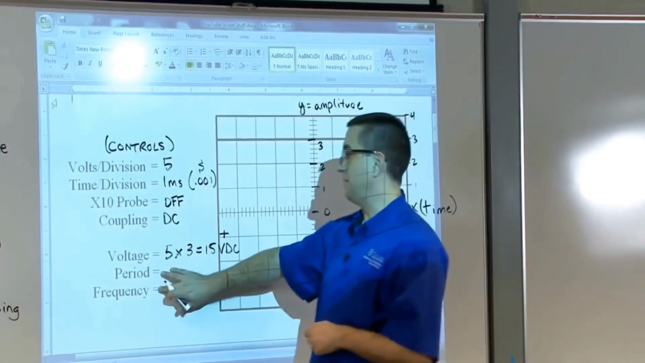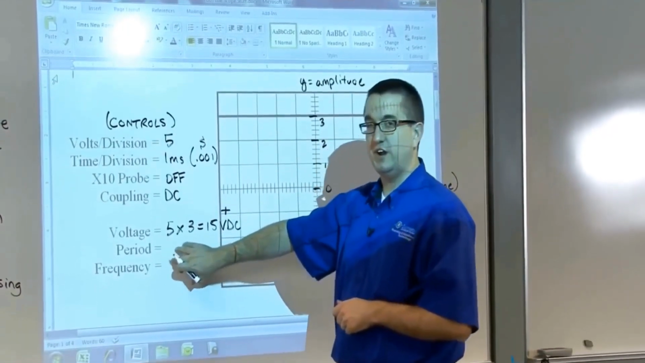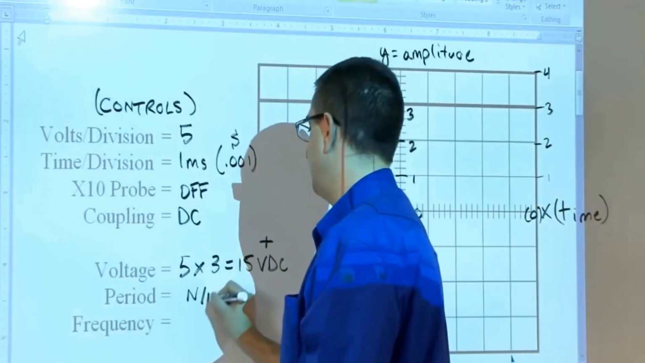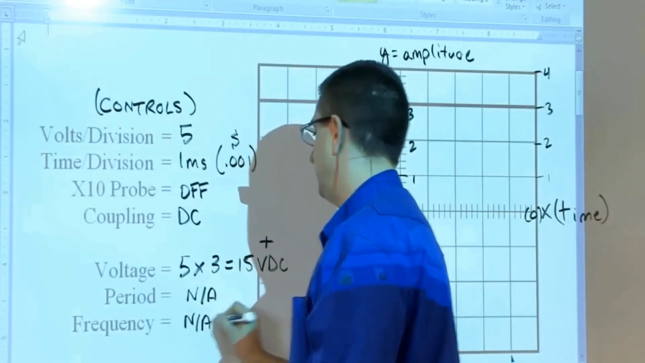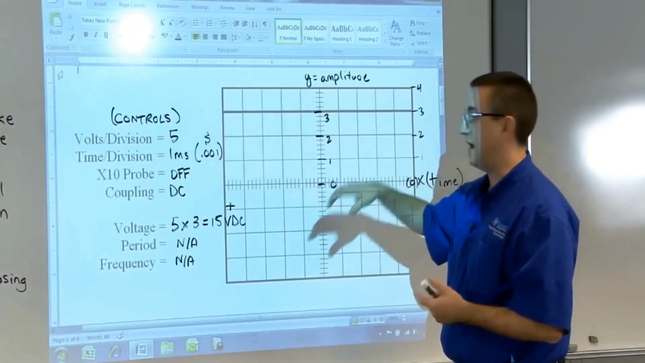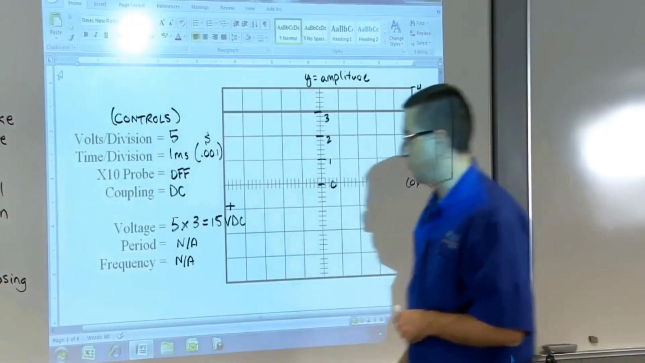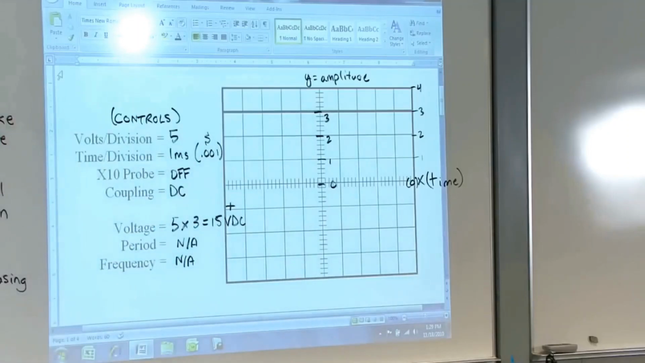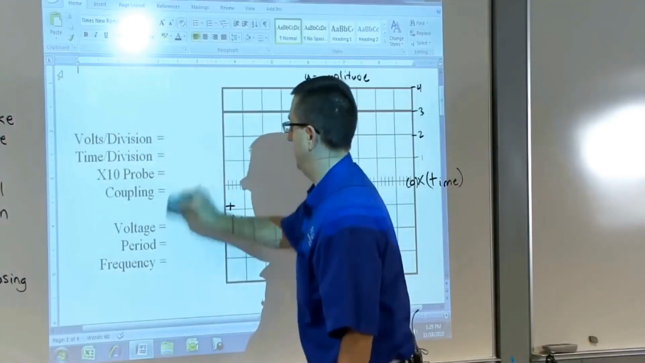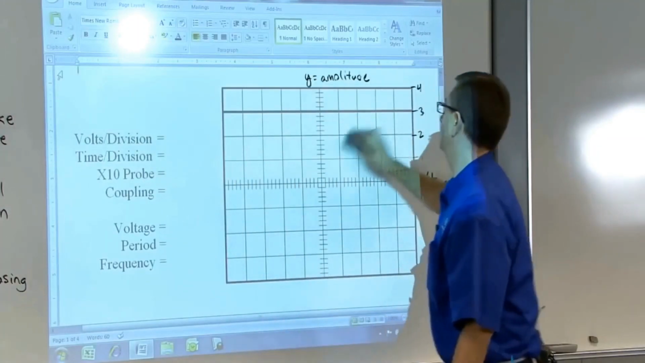Now, when we talk about period and frequency, these really are specific to AC voltages. So in this particular case, both of these are not applicable. So we have no AC voltage. We do not have any change over time. There is no variation in this voltage whatsoever. All right, we erase these ones, and we'll move on to the next one.